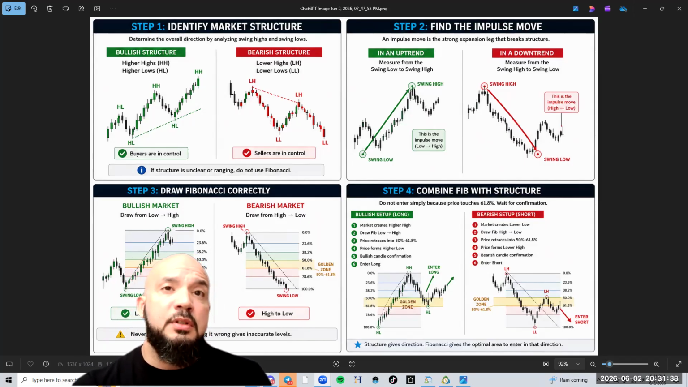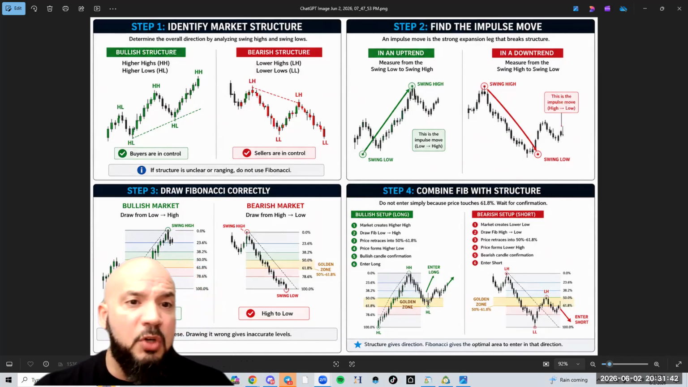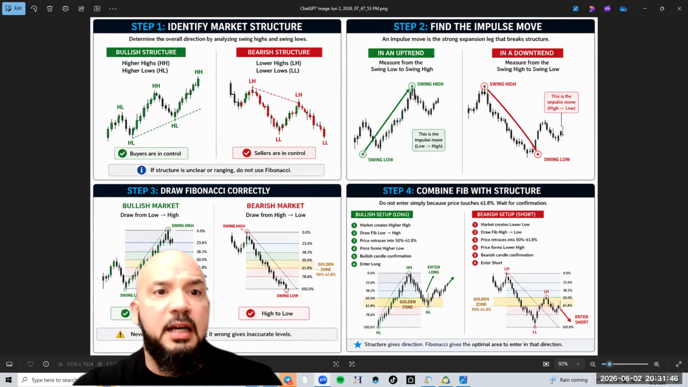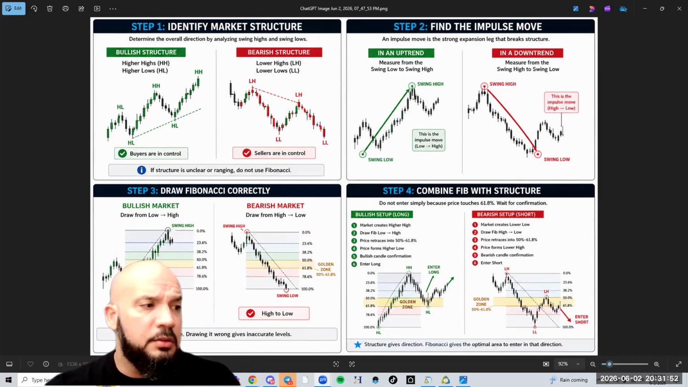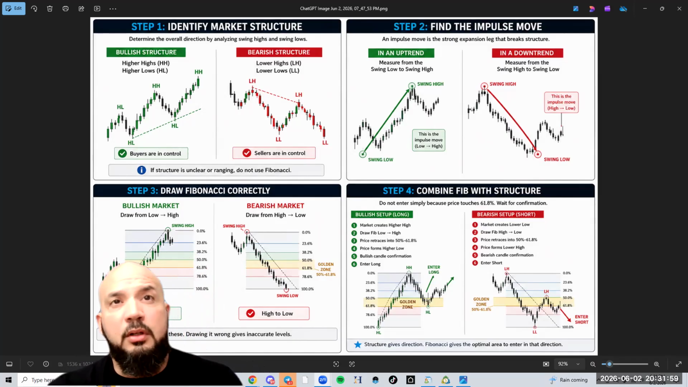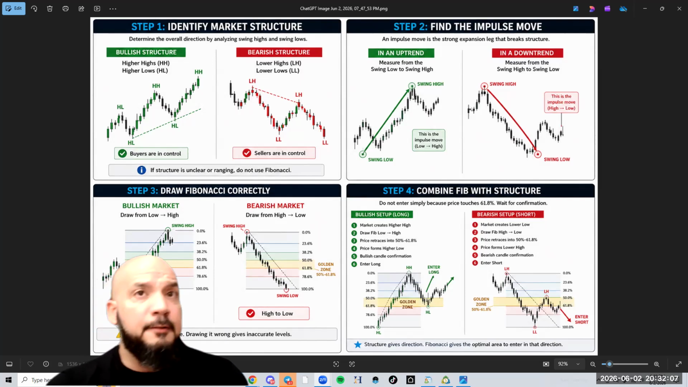This confirms what? If higher highs and higher lows are created in the market, what do you guys think that's telling you? Who's in control, the buyers or the sellers? The buyers. The buyers are in control. Now, when price creates a lower high and a lower low, this confirms who's in control? Sellers. The sellers. So you have to confirm all of that.